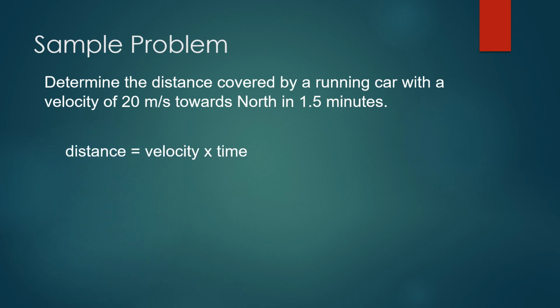The formula of distance here is velocity times time, or that is d equals v times t. However, we cannot yet substitute the values directly because of inconsistency in units. For velocity, we use meter per second. The element of time is in terms of seconds, while the given time is in terms of minutes. So first, we must convert our time into seconds. 1.5 minutes is equal to 90 seconds. So we can now use this value, the 90 seconds, as our time in the formula of the distance.